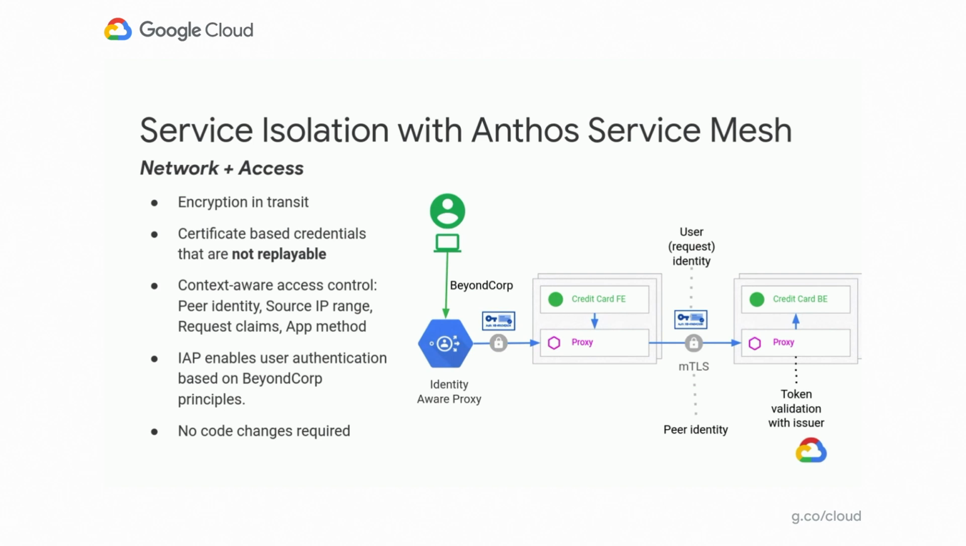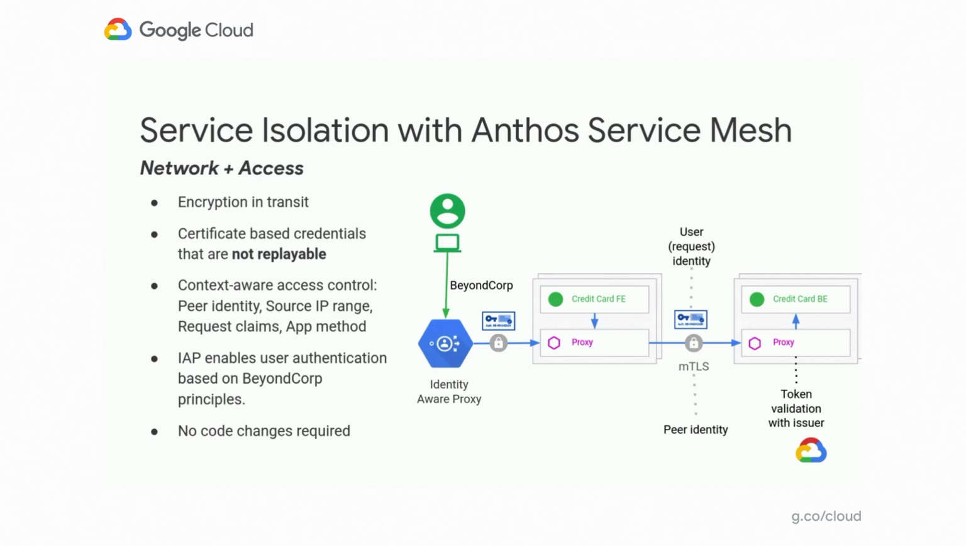With Anthos Service Mesh, all communications are encrypted in transit. Further, all workload-to-workload communications can be strongly authenticated, authorized, and logged. Workloads are authenticated using certificates instead of bearer tokens. Using mutual TLS for authentication helps mitigate the risk of impersonation and privilege escalation through replay or man-in-the-middle attacks.